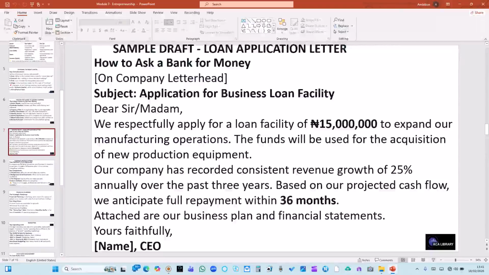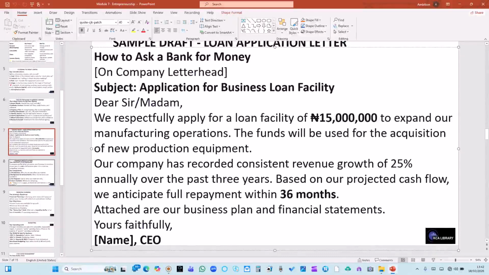our manufacturing operation. The fund will be used for the acquisition of new production equipment. Our company has recorded consistent revenue growth of 25% annually over the past 3 years. Based on our projected cash flow, we anticipate full repayment within 36 months. Attach our business plan and financial statement. Yours faithfully. You now add the name of your organization and the CEO. So this is a sample letter of loan application.